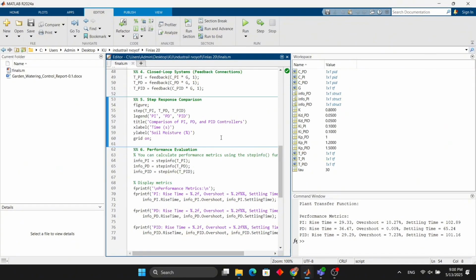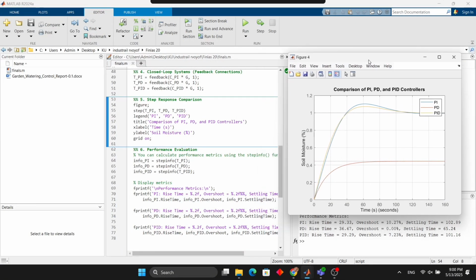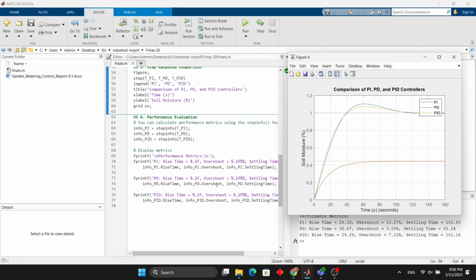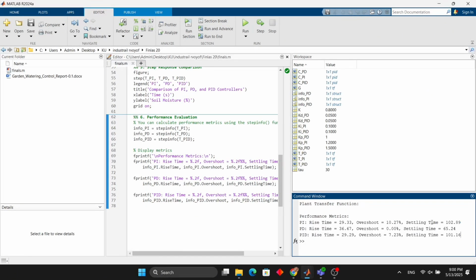After implementing the controllers, we simulate their step responses. All three were plotted together to compare how they affected the system behavior. As you can see from the graph, the PID controller offered the most balanced performance: fast rise time, low overshoot, and quick settling time. And we also extract these metrics using the MATLAB stepinfo function.